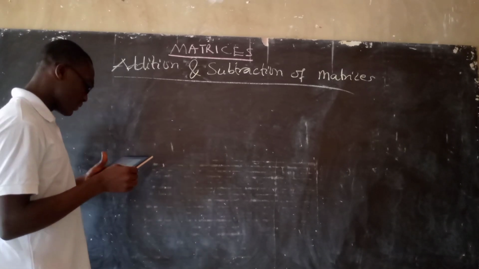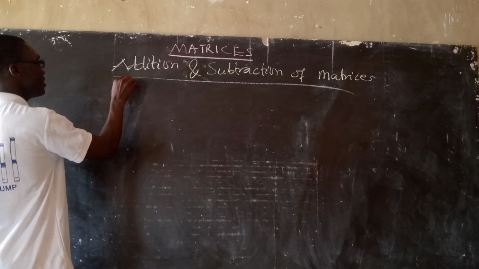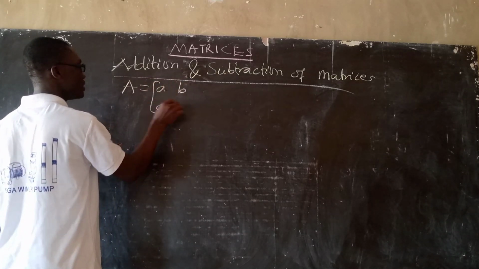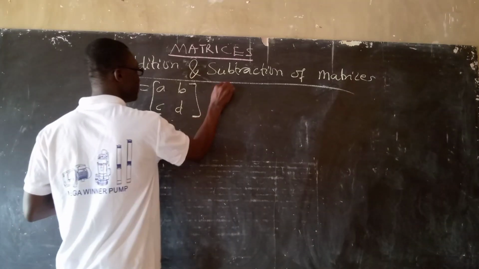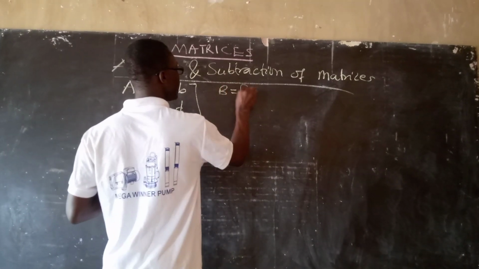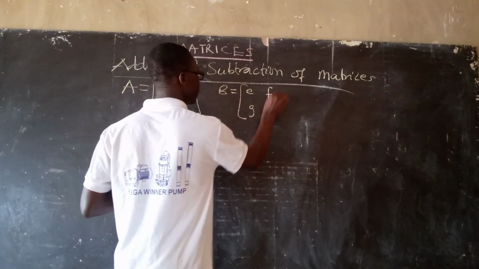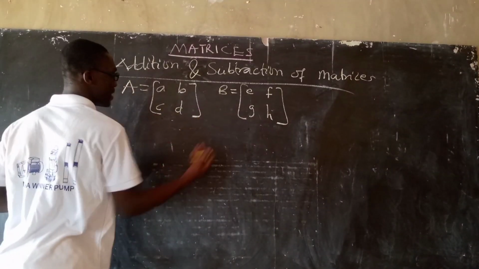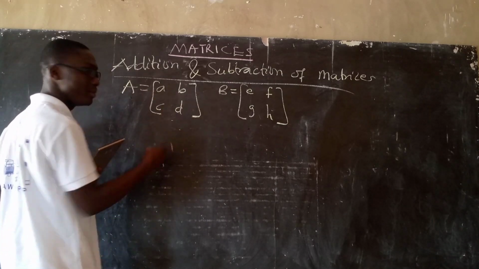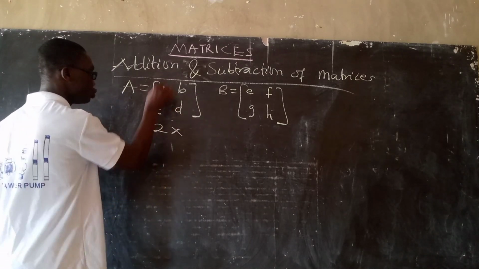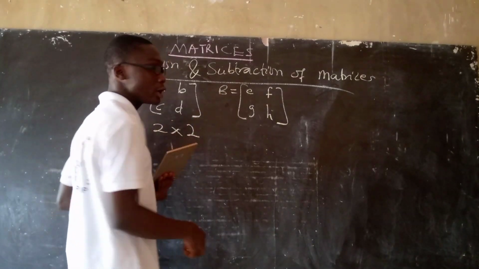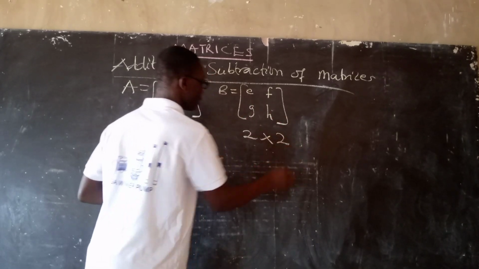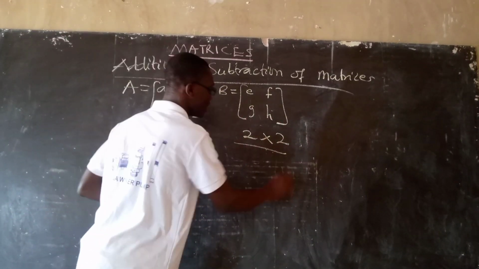So let's check these examples. Given matrix A is A, B, C, D, and matrix B is equal to E, F, G, H. We can add matrix A to matrix B. Why? Because they have the same dimensions. Matrix A is a 2 by 2 matrix. It has 2 rows and 2 columns. Matrix B is also a 2 by 2 matrix. It has 2 rows and 2 columns. So since they have the same dimensions, we can add them.